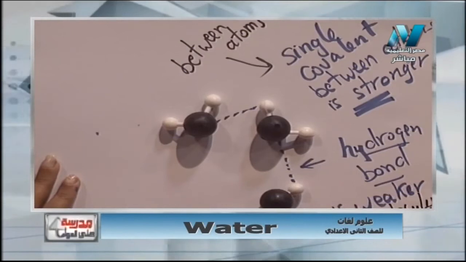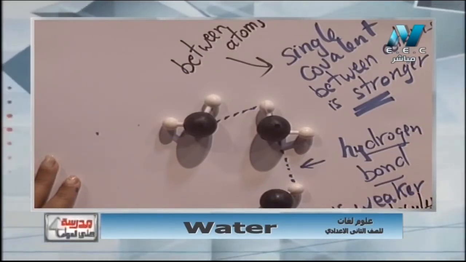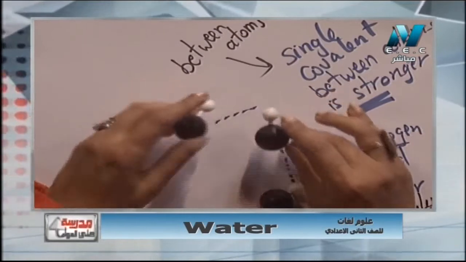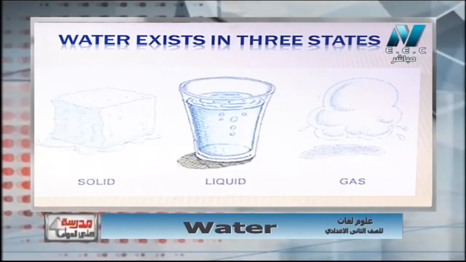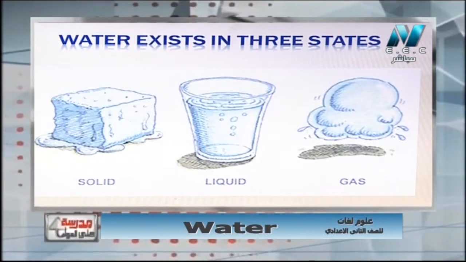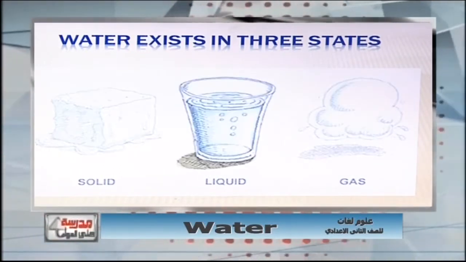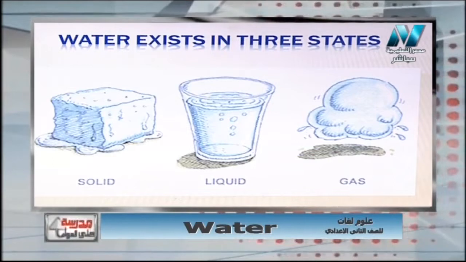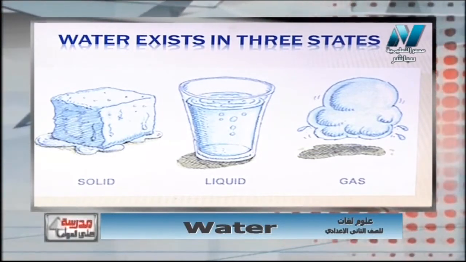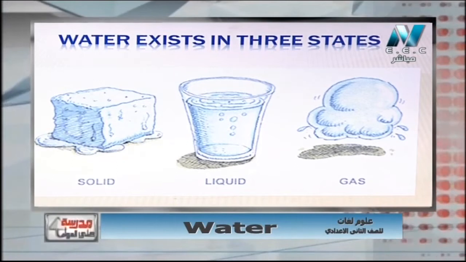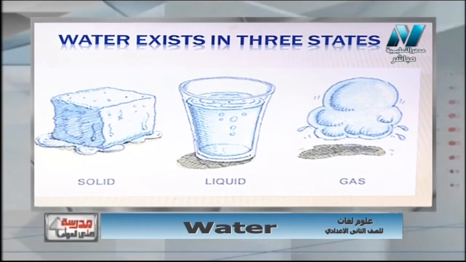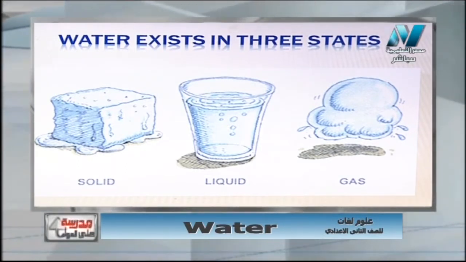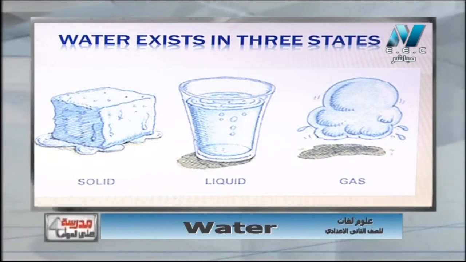Okay, let's see together another one. This is the importance of water, or the physical properties of water. Water exists in three states. As we all know, ice is the solid state of water, the liquid is the liquid state of water, and the water vapor is the gaseous state of water. Now we are going to discuss the physical properties of water: the solid state we call ice, the liquid state the water, and the gas is the water vapor.